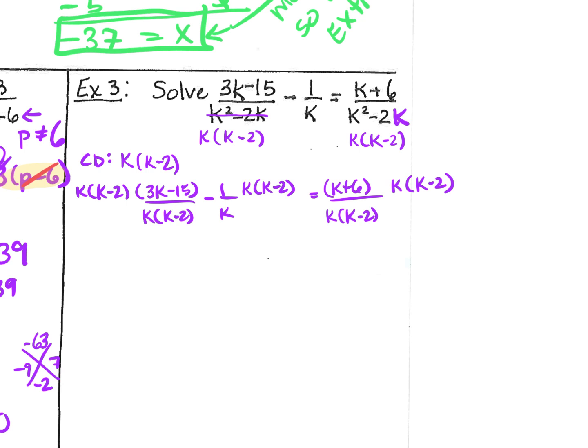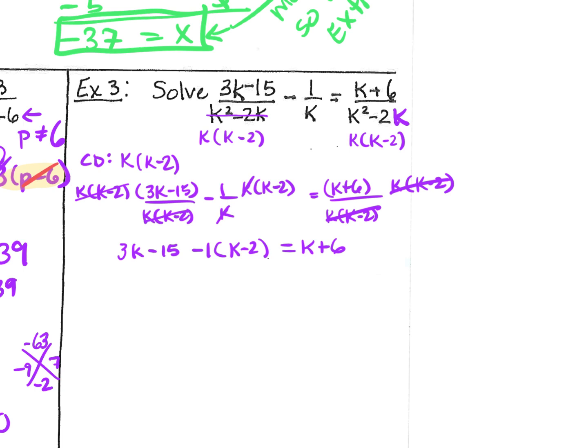So what can we cross out in the first one? What about in the second part? And then the last one, all of that. So in the first part, we're left with just 3k minus 15 minus 1 times k minus 2 equals k plus 6.